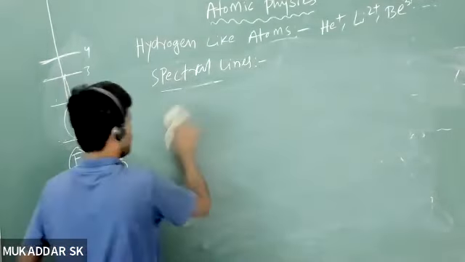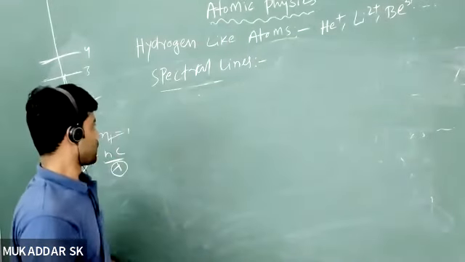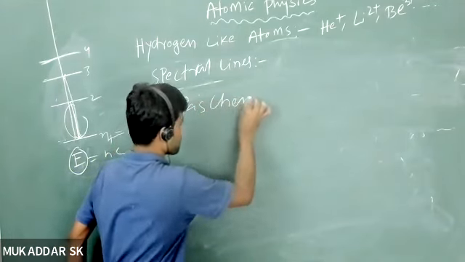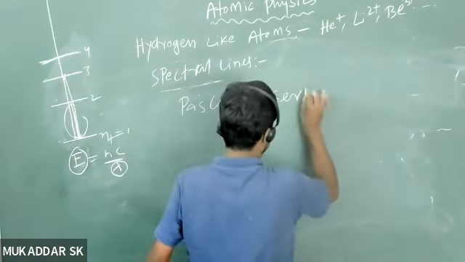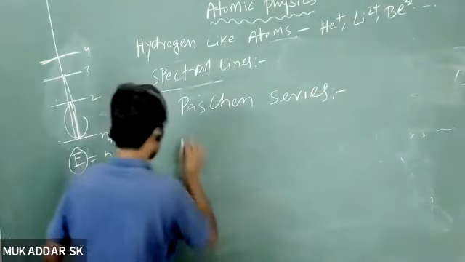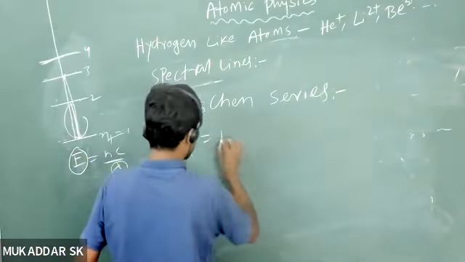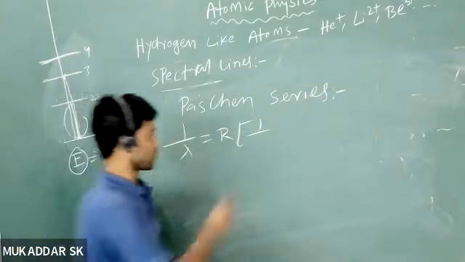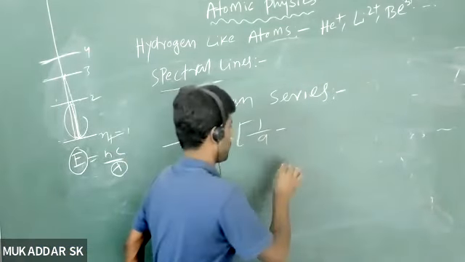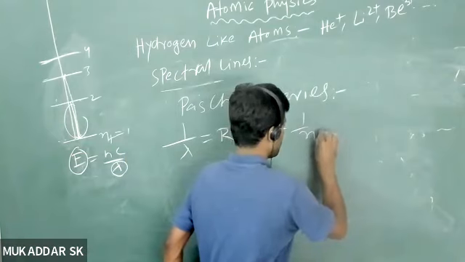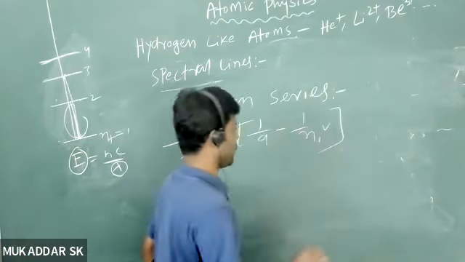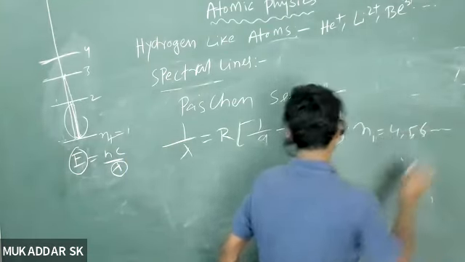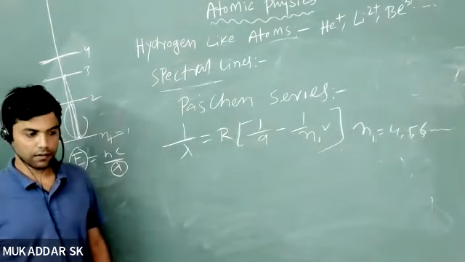So if you calculate again a Paschen series for hydrogen atom, write 1 by lambda equals R times (1 by 3 square minus 1 by Ni square), where for the Paschen series NF is 3, so 1 by 9. Now Ni can be 4, 5, 6, and so on. So how much will be the maximum wavelength?